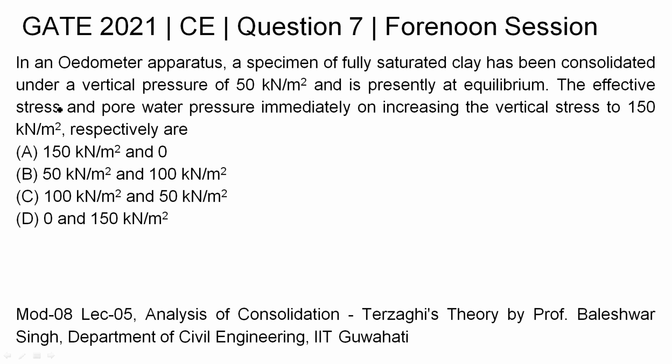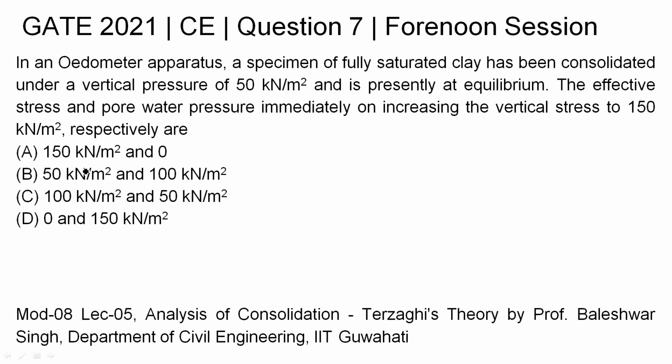the given data. Here the question is, in an odometer apparatus, a specimen of fully saturated clay has been consolidated under a vertical pressure of 50 kN per meter square and is presently at equilibrium. The effective stress and pore water pressure immediately on increasing the vertical stress to 150 kN per meter square are. So here 4 options are given. We need to choose one option.